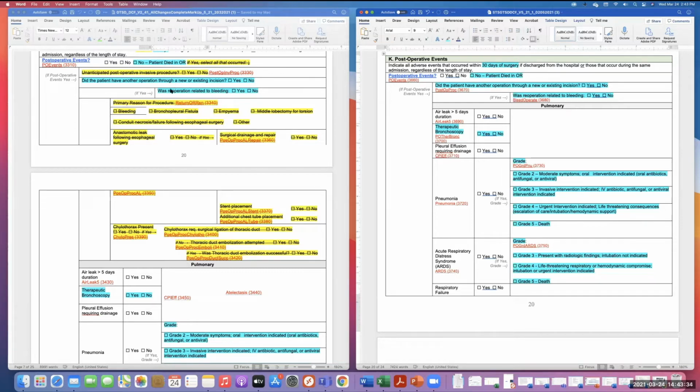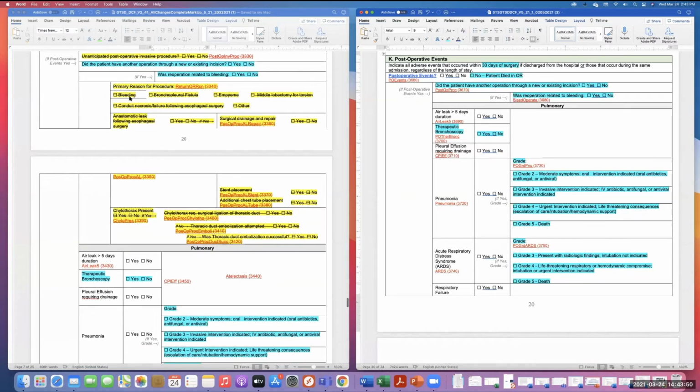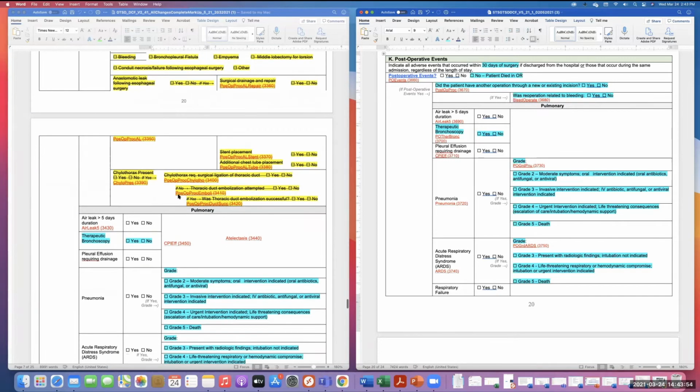Yes or no? And because of the NQF, we needed to ask, if you said yes to that, was it due to bleeding? Because we need that particular fact for the NIPS and NQF measures. Then we got rid of those categories, and we just started asking specific questions of the different sections.